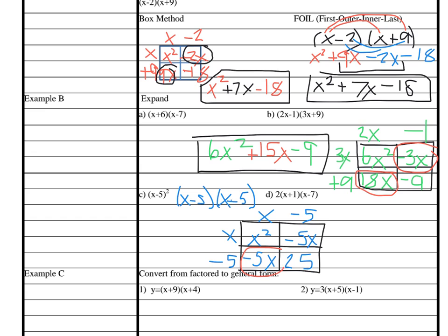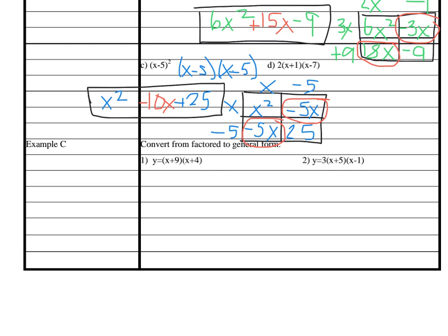And we'll keep in mind that we're going to combine like terms. Negative 5x and negative 5x will be negative 10x. So we write out what we have, x squared, and then negative 5x minus 5x is negative 10x when we combine those like terms, and we still have 25, which is positive, so plus 25. So x squared minus 10x plus 25.